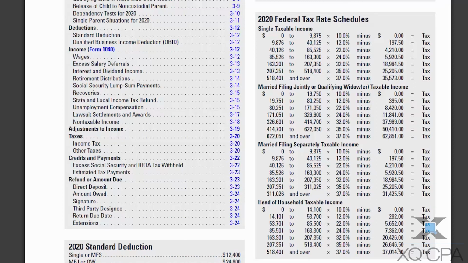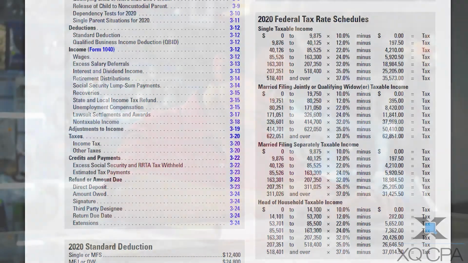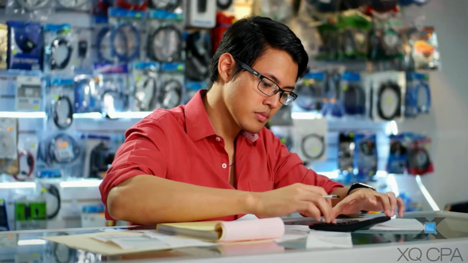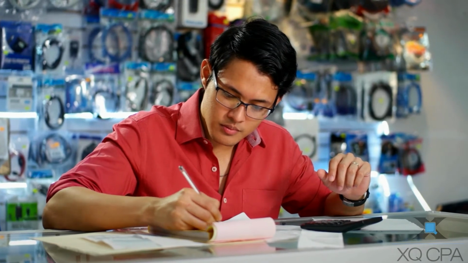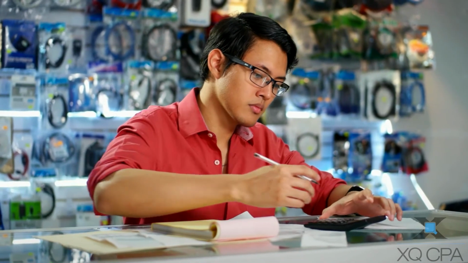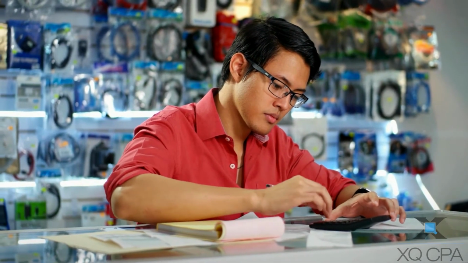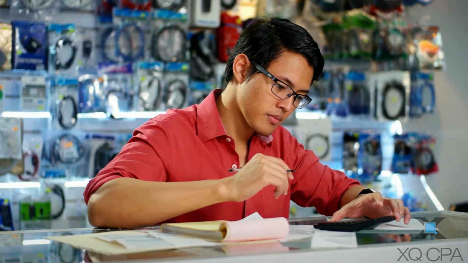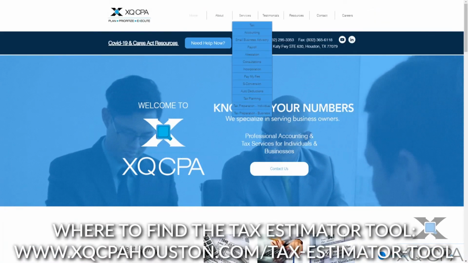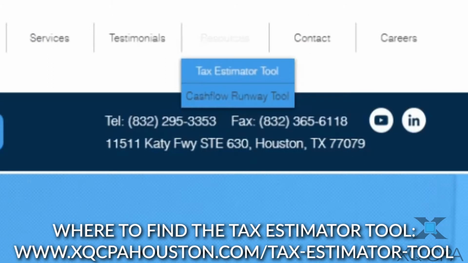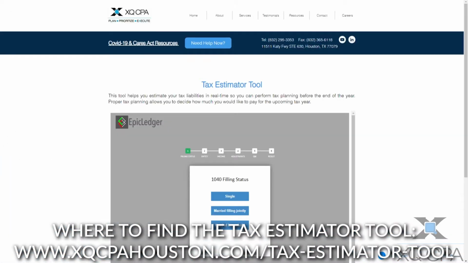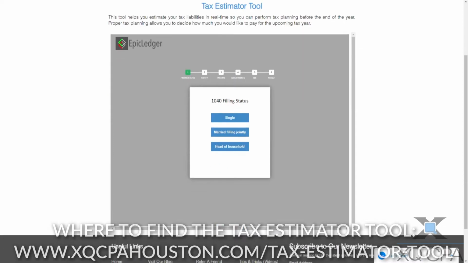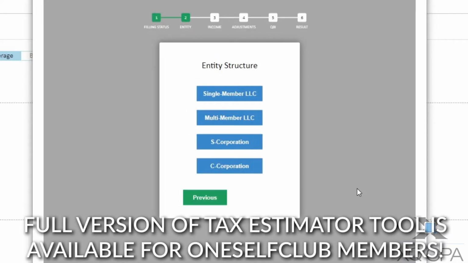I would like to explain what a tax bracket is. In order to be a business owner that is efficient in tax planning, I would like to introduce and remind you of a very good tool that you should consider, which is the Epic Ledger Tax Estimator. The reason we recommend it is because as a business owner, your profits will at some point fluctuate from month to month or quarter to quarter.